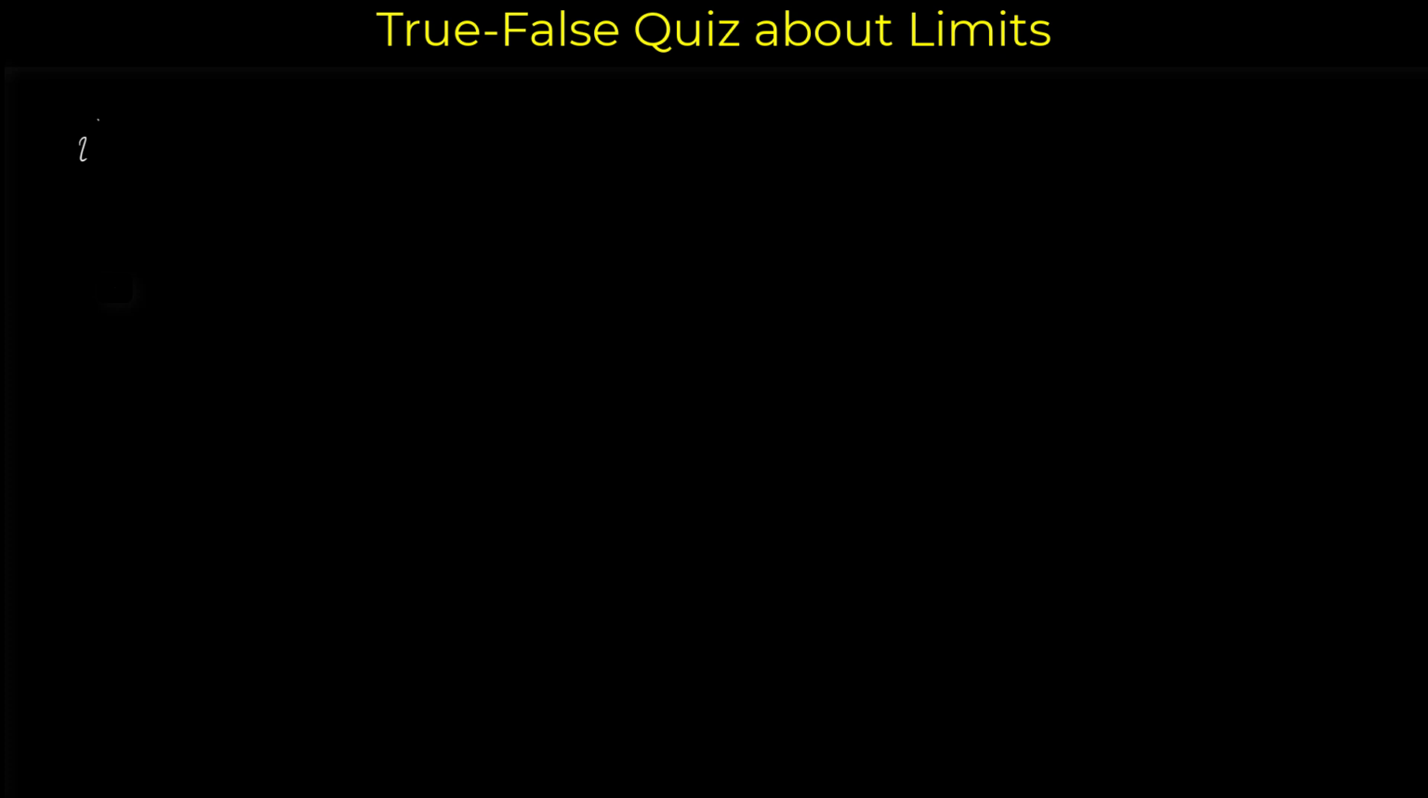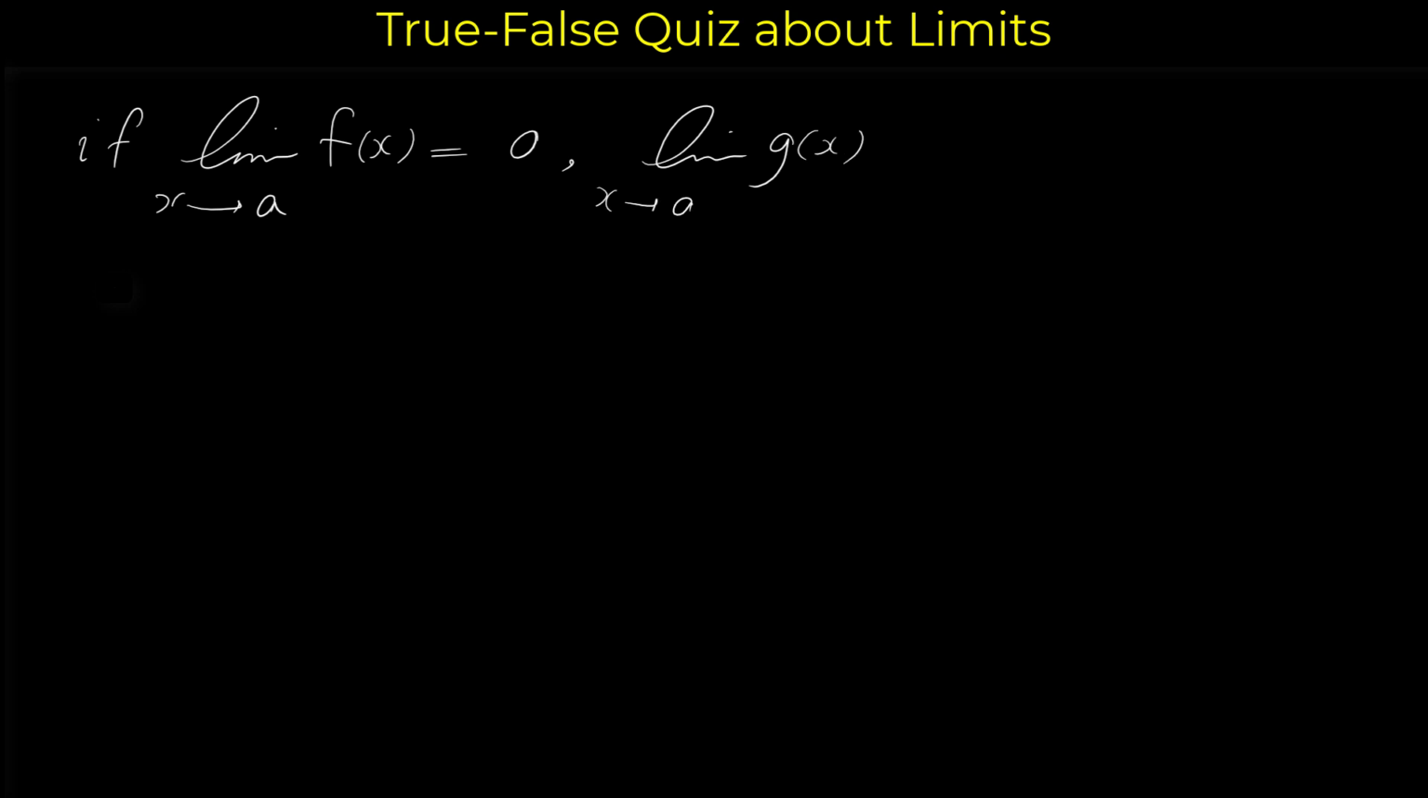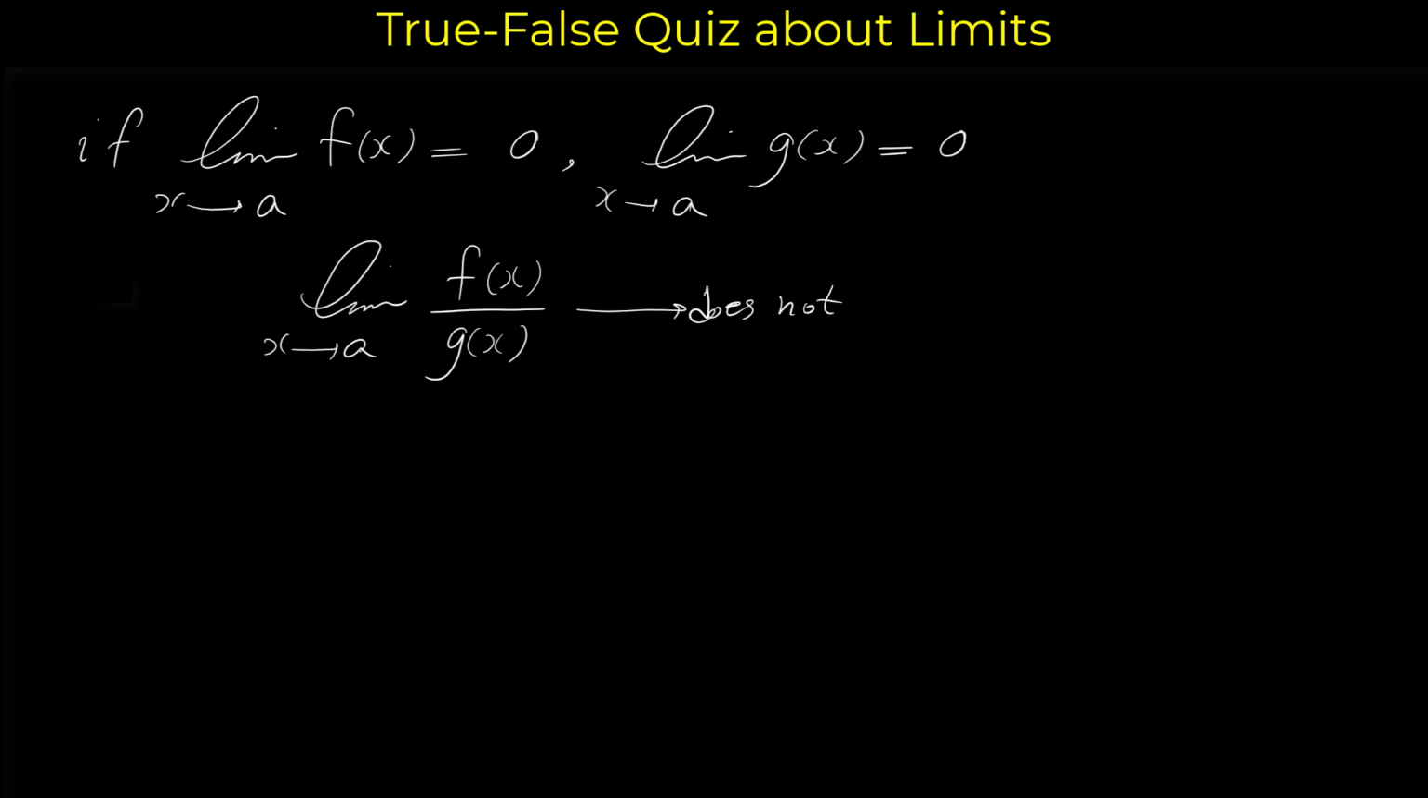The next statement is: if limit of f of x as x approaches a is 0 and limit of g of x as x approaches a is also 0, then limit of f of x over g of x as x approaches a does not exist. We want to figure out if this statement is true or false.